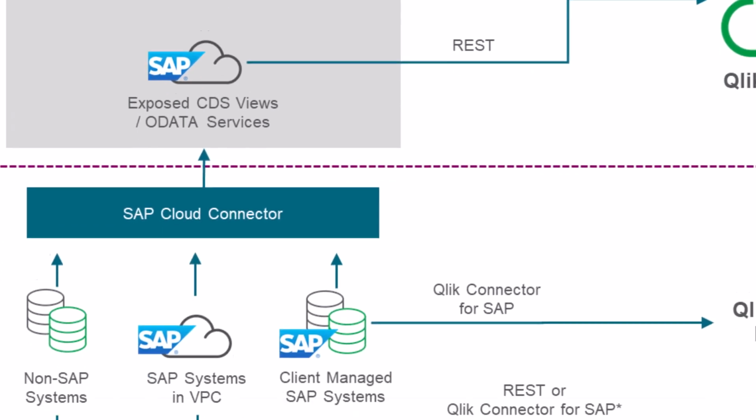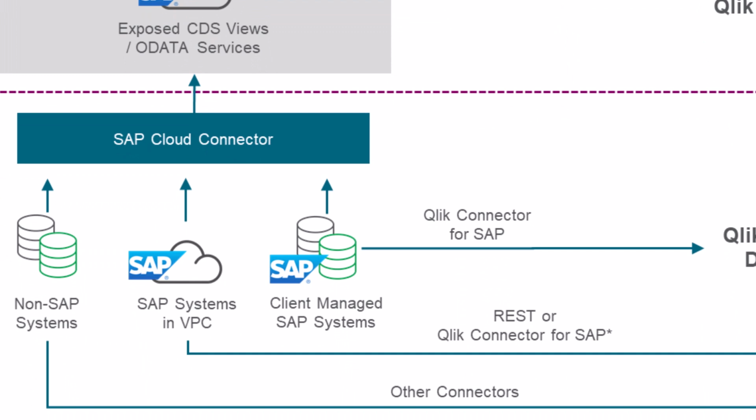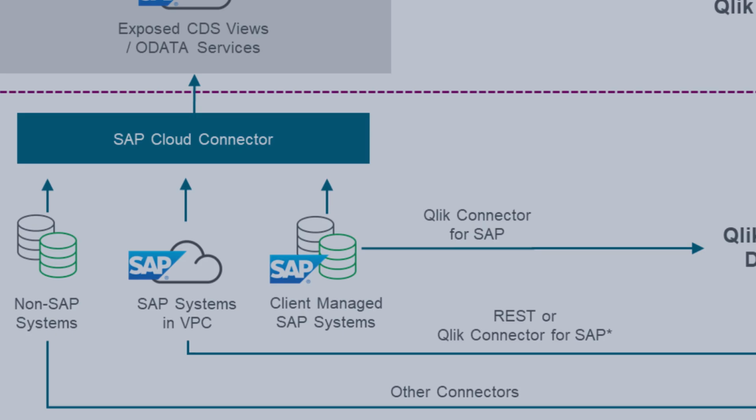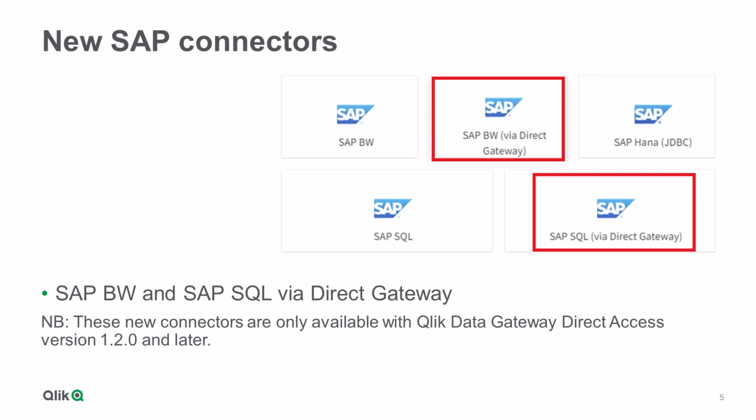For client-managed ACP systems, we propose a Qlik connector for ACP via Qlik Data Gateway Direct Access. And for ACP system in virtual private clouds, we will propose the same Qlik connector for ACP or a REST connection via Qlik Data Gateway Direct Access. Two new connectors are available for ACP BW and ACP CQL within Qlik Data Gateway Direct Access. They require Qlik Data Gateway Direct Access 1.210 or later.